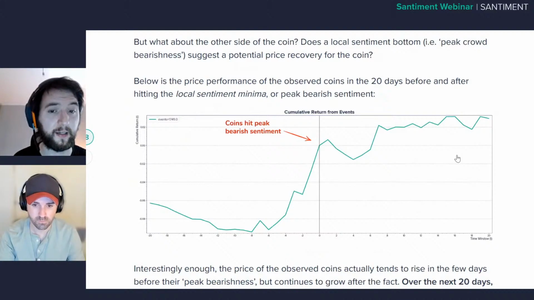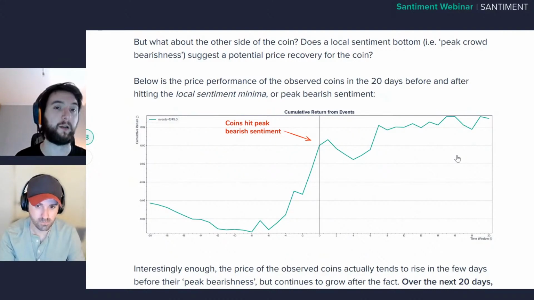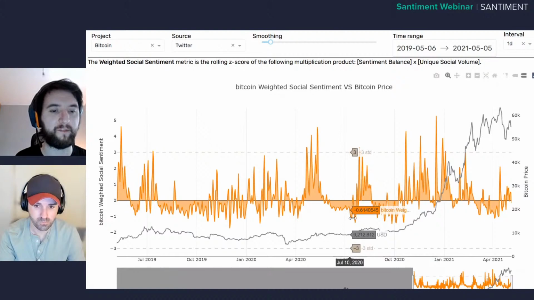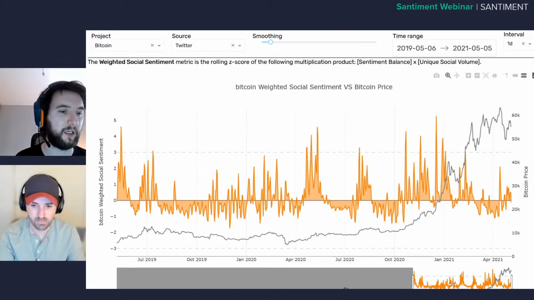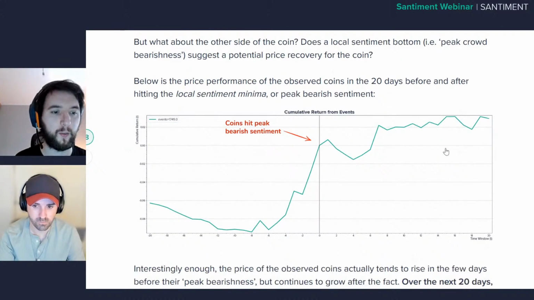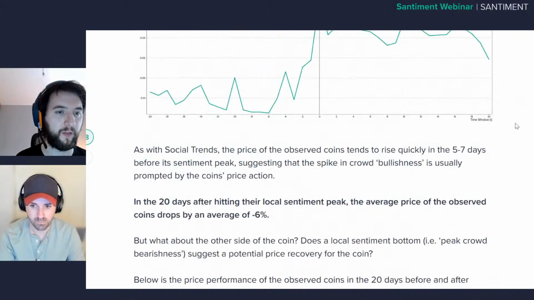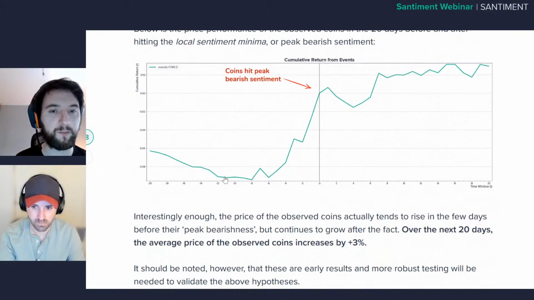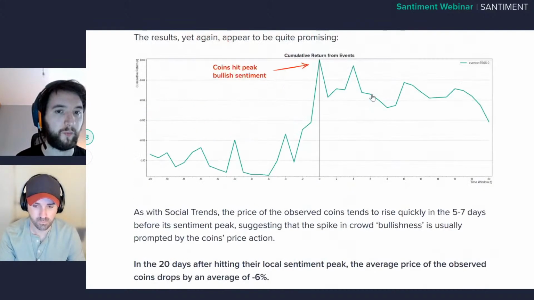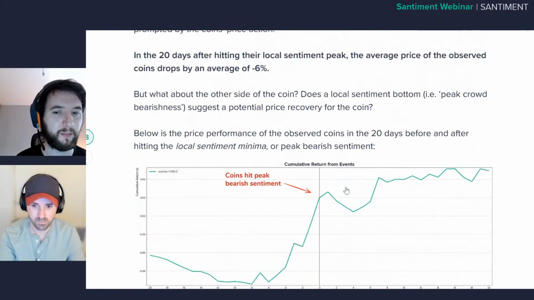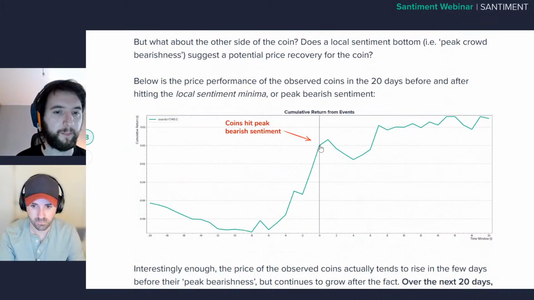And then the second test that we've done is what happens with the average price of the coin after it hits peak bearish sentiment. So for example, what happens in the 20 days before and after we hit peak bearish sentiment, like here, for example, or like here. Once again, I believe the same sample size of 3,500 different events. The average price performance of these coins starts to rally in the few days beforehand. However, after we hit the peak bearish sentiment, when the crowd is undervaluing the coin, the price rises. Relative to what happens after we hit peak bullish sentiment, it's not super aggressive. But the price begins to rise over the next 6 to 20 days.